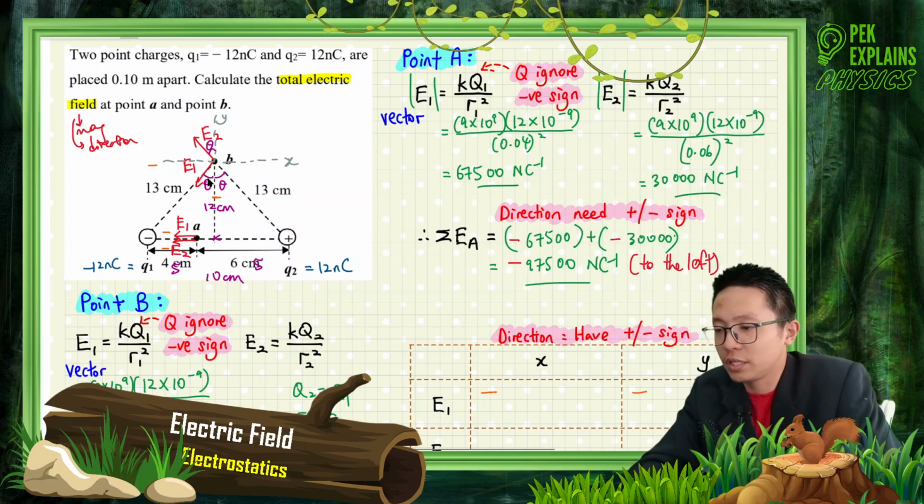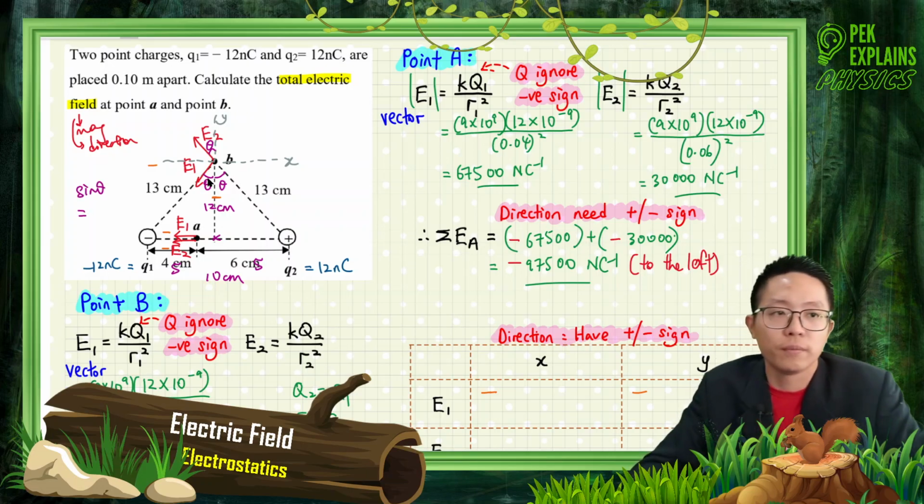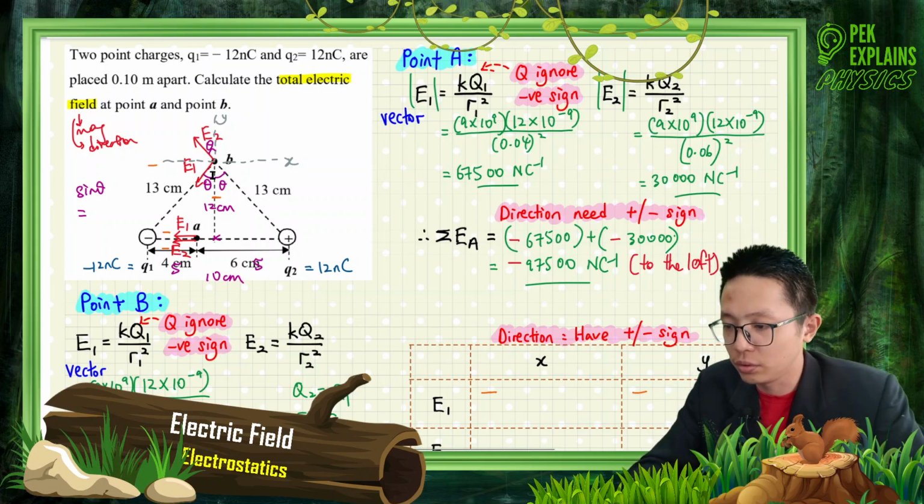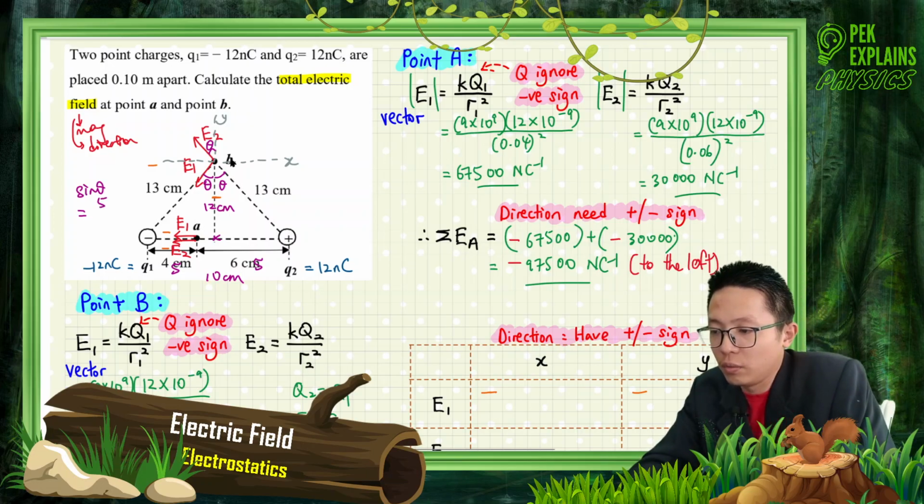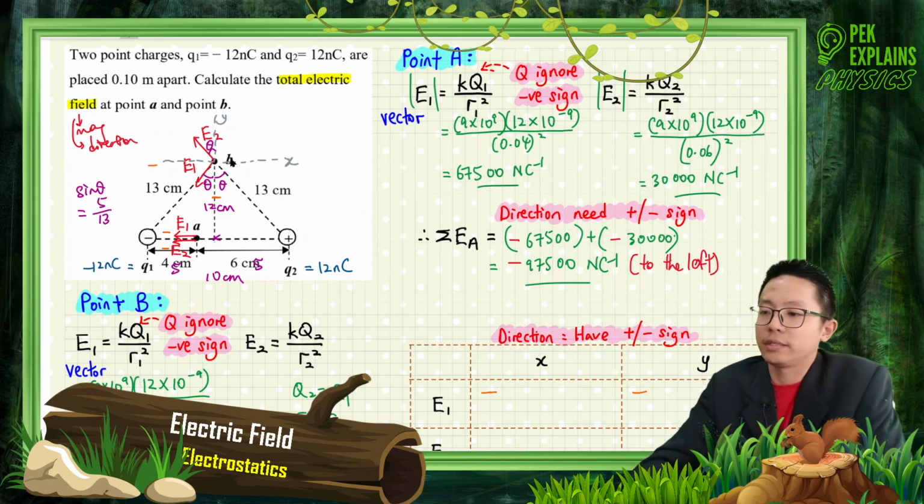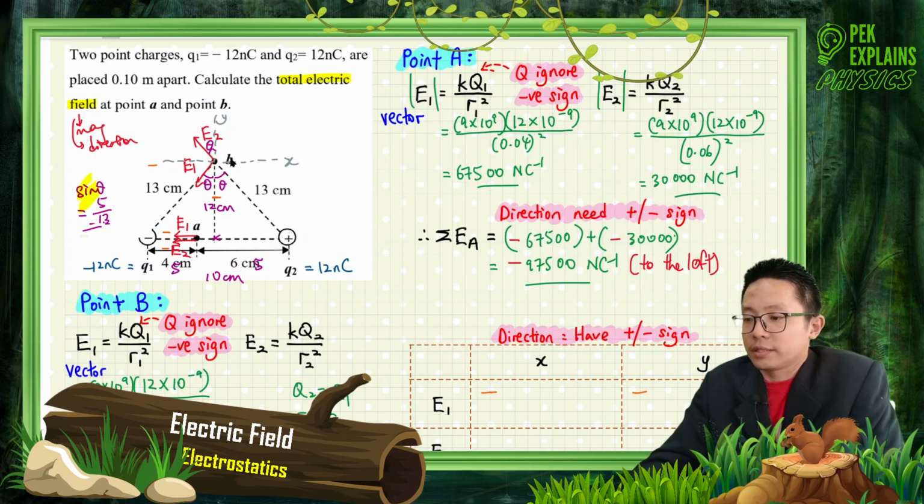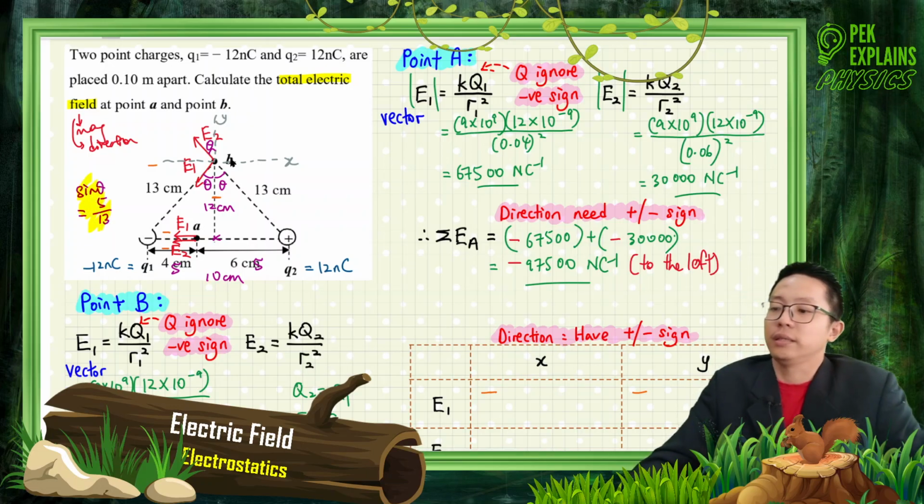So what you do is you just find the sin theta. Sin theta is equal to opposite over hypotenuse. Opposite is 5, hypotenuse is 13. So 5 over 13. That's the sin theta.